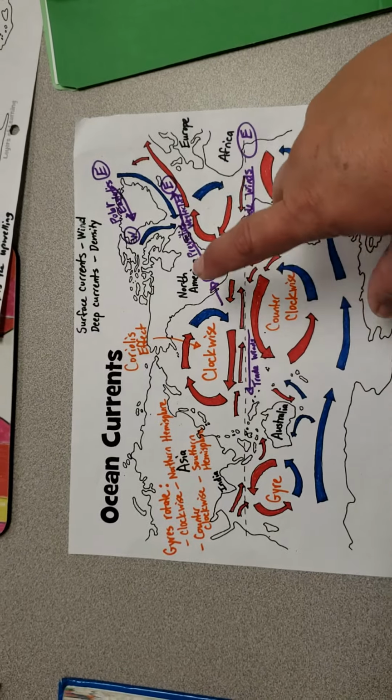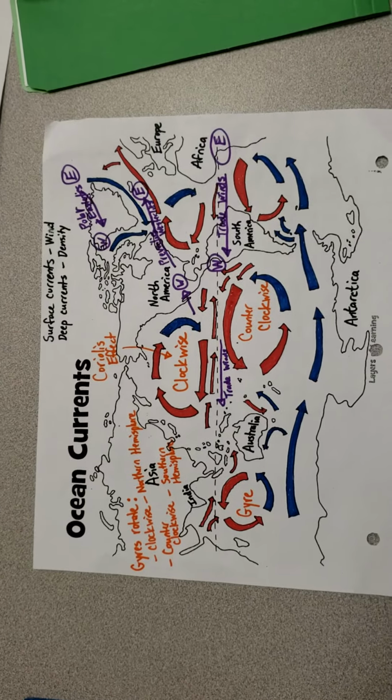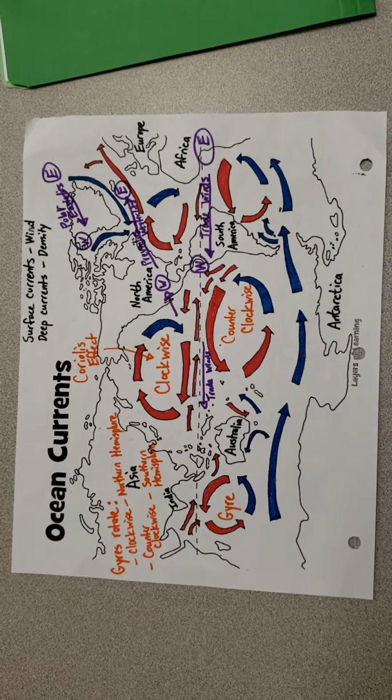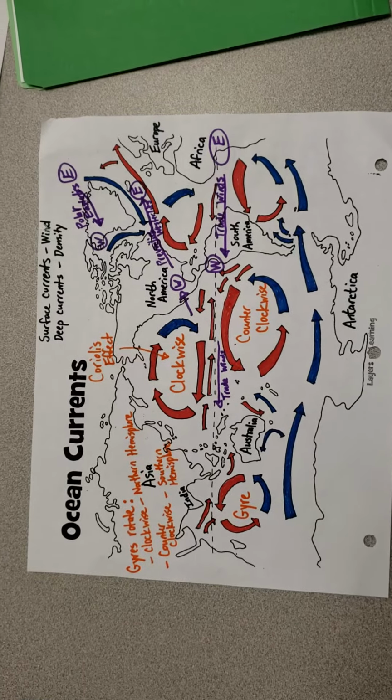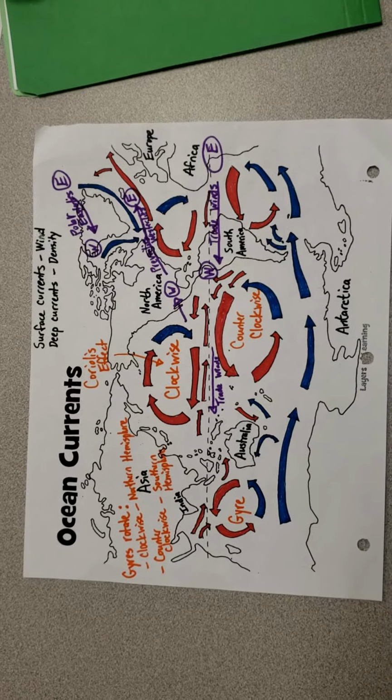And this movement of the wind, this bending of the wind, this clockwise and counterclockwise movement of the gyres is caused by the Coriolis effect. And that's the effect of the rotation of our planet causing things to bend as it moves from the equator out to the poles.